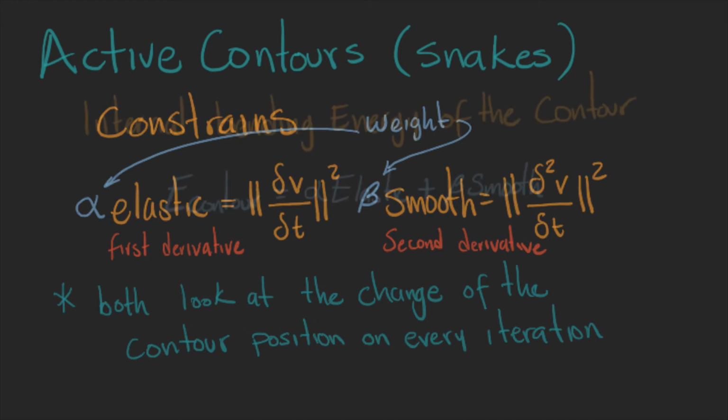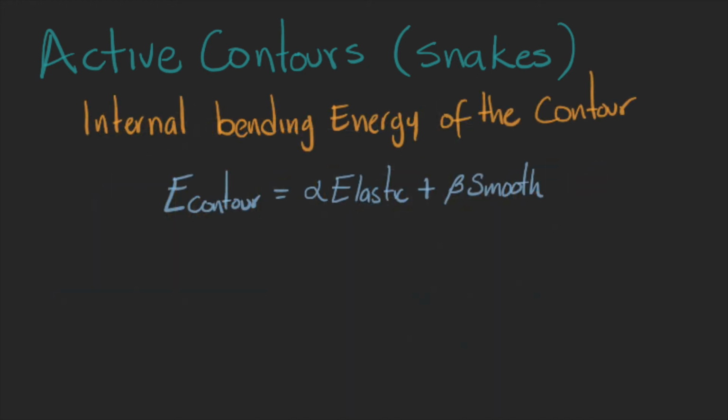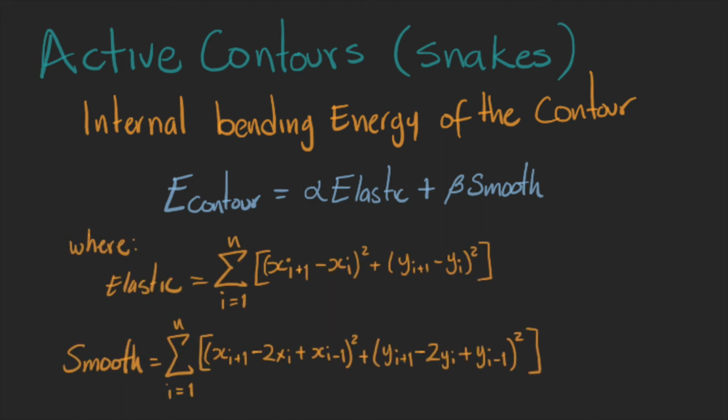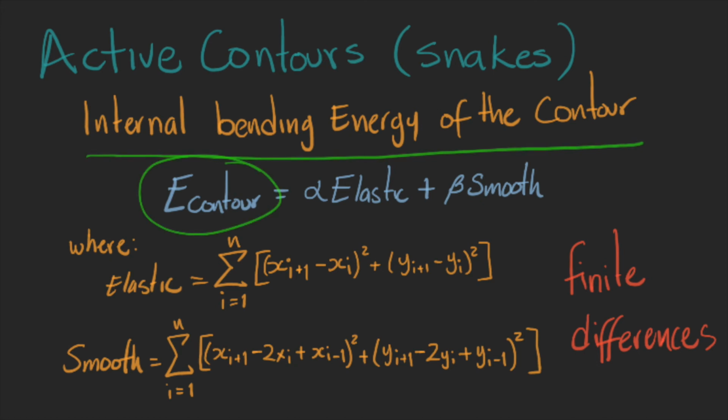Of course, if your application requires more or less of these characteristics, you can weight each of the constraints according to your needs. So now we have the energy of the contour that is given by the elastic component plus the smooth component. And because those are the first and the second derivative of the contour, we can estimate them using the finite difference. So we define this as the internal bending energy of the contour that is given by the sum of energy of all the points that form the contour.